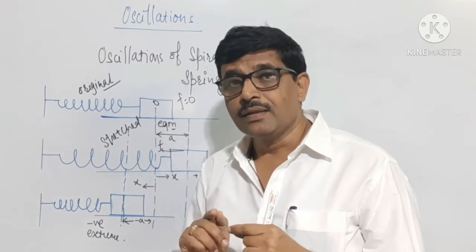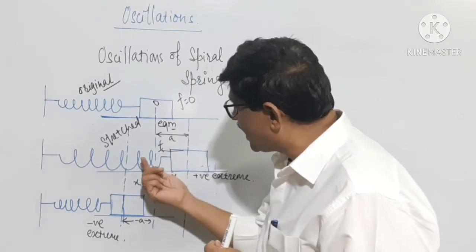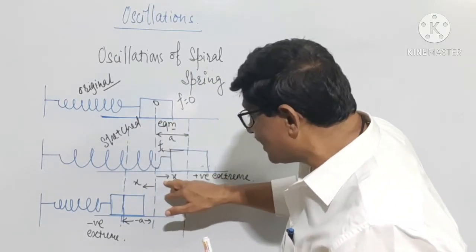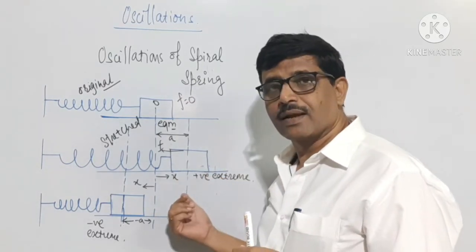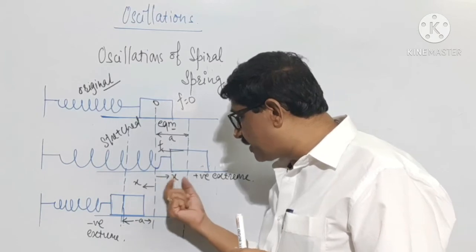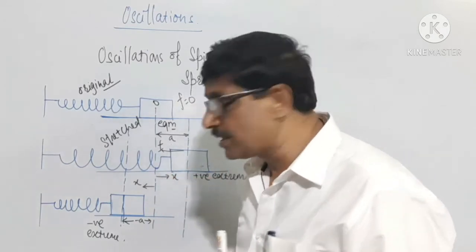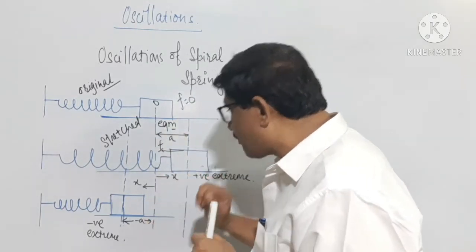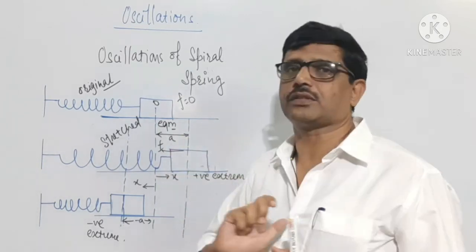And the displacement in this case is measured from the equilibrium O. Therefore, the displacement is represented by X. It is away from the equilibrium. Here you will see that the force is towards equilibrium, and displacement is away from the equilibrium. Force and displacement are opposite to each other.